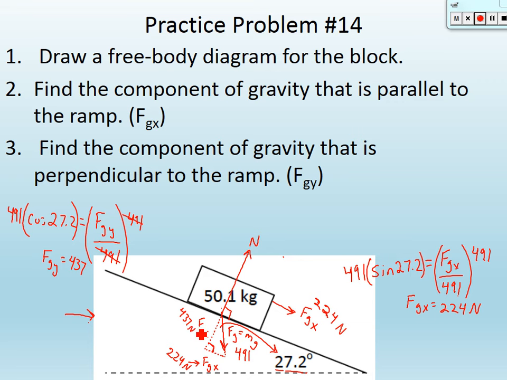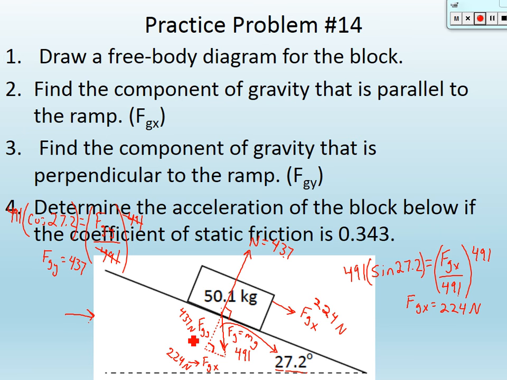And if FGY is 437, what else does that tell us? Normal force is 437. Again, because of Newton's first law, this block is at rest. It's not moving in this direction, so the forces have to be balanced. Okay, what else is it asking us to solve for here?